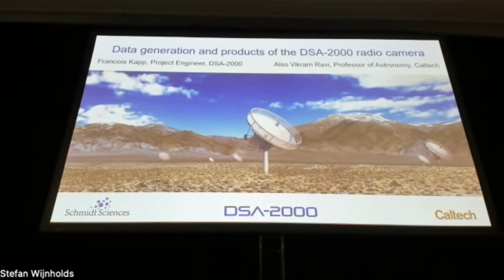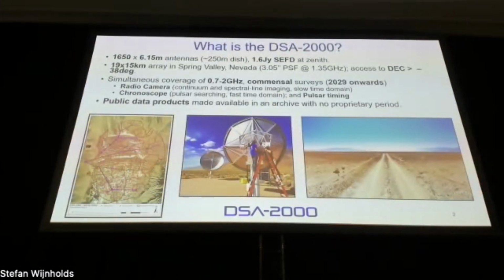So the DSA 2000 is, I think, an ambitious project. This is what it looks like: 1,650 antennas, each 6.15 meters diameter. For those who've seen these talks in the past, it's been adjusted. We've gone through a re-optimization exercise. And that gives us a 1.6 Jansky system equivalent flux density at zenith.